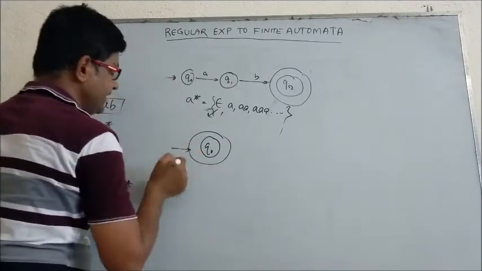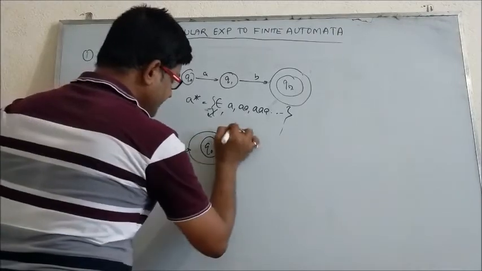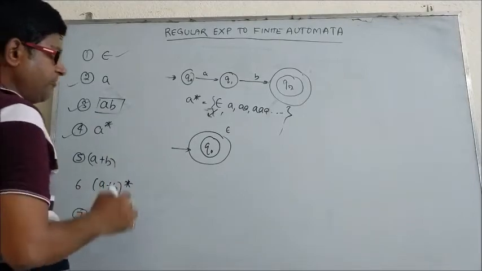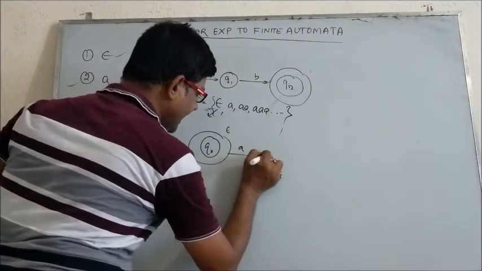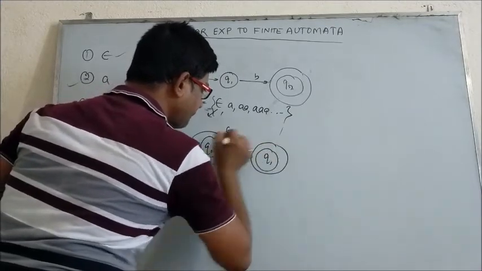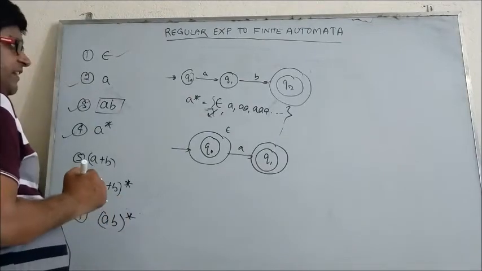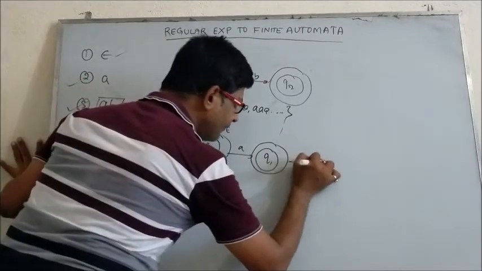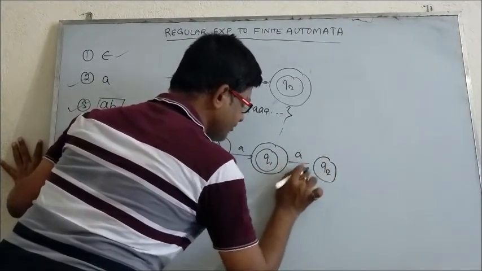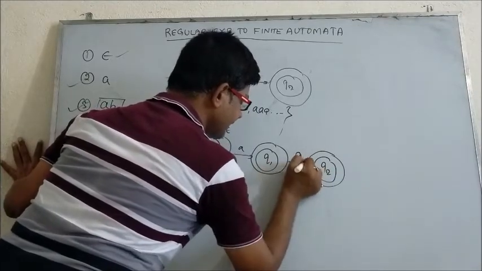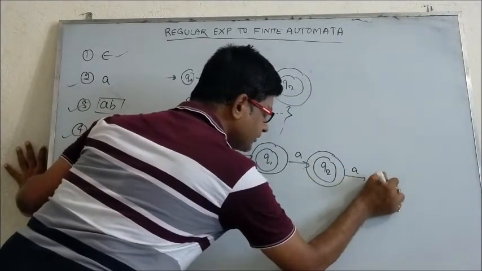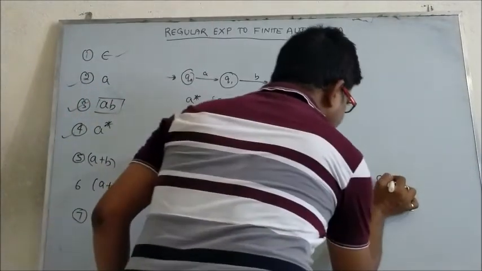Okay, fine. This is for epsilon. Just I am putting the symbol here. And for A, what will be for A? For A, just take this one as A, and I will reach q1, and this is also my final state. Now AA, by putting AA, I will reach q2, and this will be your final state. By applying triple A, you will get one more state, your q3, and this will again be your final state.